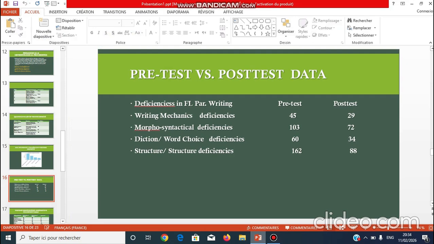Now, in the pretest versus post-test data, you can see that the figures, the data speak for themselves, that the treatment was beneficial to my students. Writing mechanics deficiencies dropped from 45 to 29. Morphosyntactical deficiencies dropped from 103 to 72. Diction or word choice deficiencies dropped from 60 to 34. Structure or organizational deficiencies from 162 to 88.